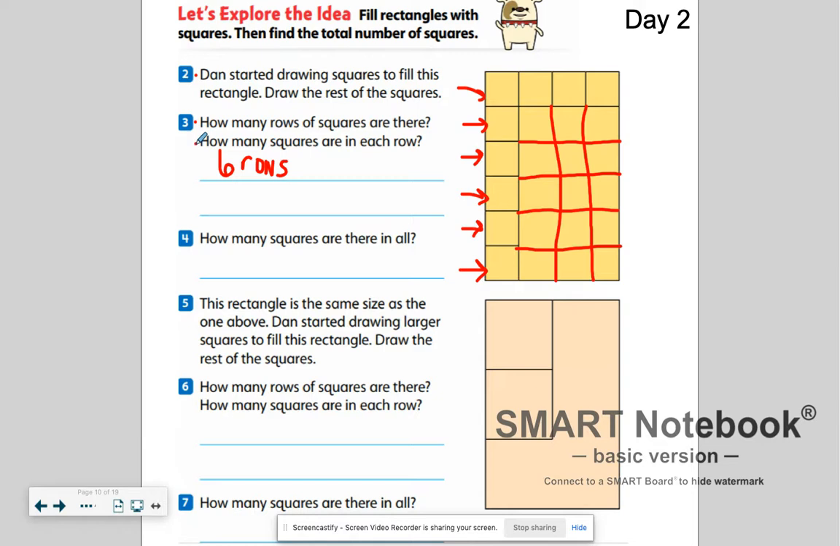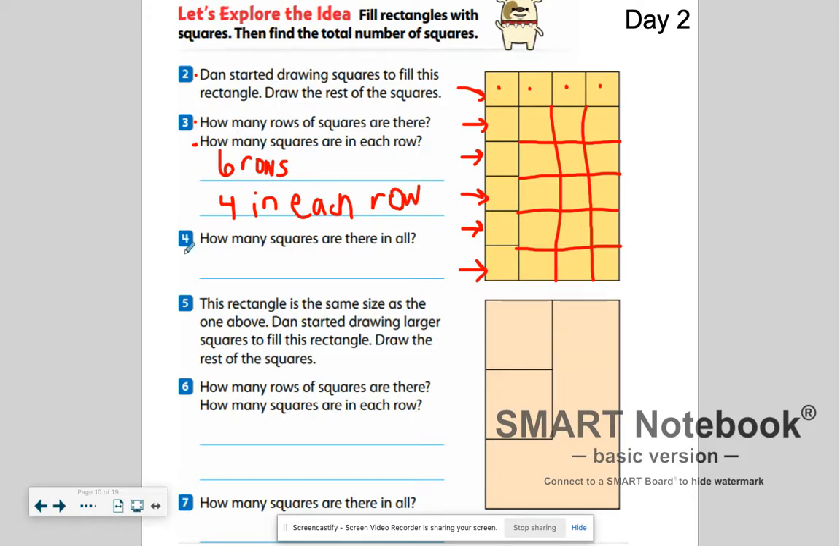Now my second question right here says, how many squares are in each row? So let's count. 1, 2, 3, 4. So there's 4 in each row. This is hard on my computer. Sorry, guys. 4 in each row.